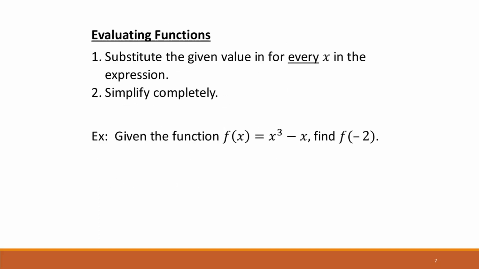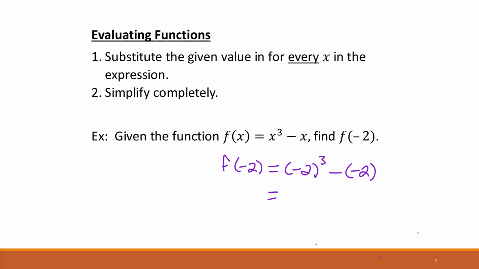So on this slide here, we want to substitute the given value in for every x in the expression and simplify completely. So this is when we're solving a problem given a particular value. So this time we want to find the value of f of x when x is -2. So if we substitute in -2 into the formula, we get -2 cubed minus -2. So -2 cubed would simply be -2 times -2 times -2.